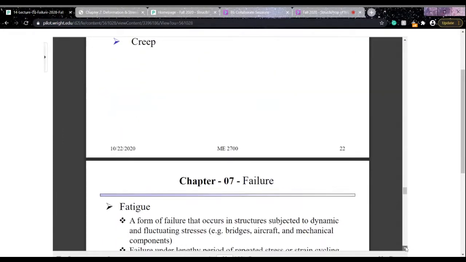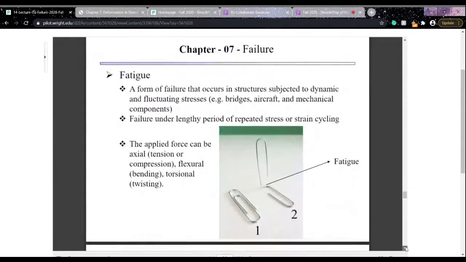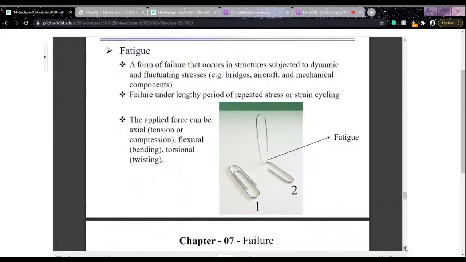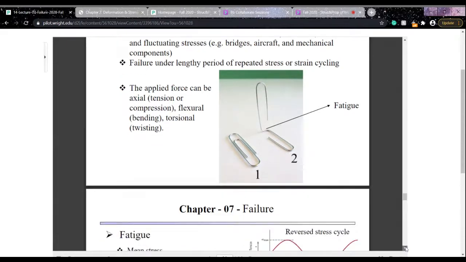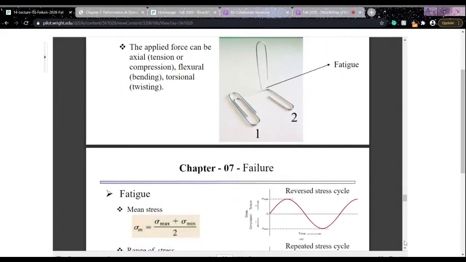And then the next type of failure mechanism that we have is fatigue. So fatigue is a common type of catastrophic failure which occurs when the applied stress levels are fluctuating with time. So there are three different types of stress cycles. One is the repeated stress cycle, one is the random stress cycle, and the other is the reversed stress cycle.